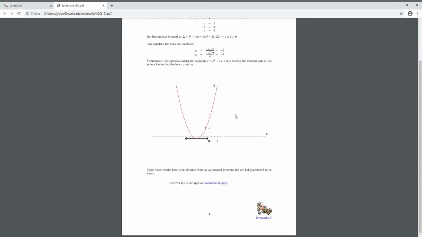And the corresponding curve of this equation is a parabola. And this parabola is crossing the x-axis at 2 points, which are minus 2 and minus 1.